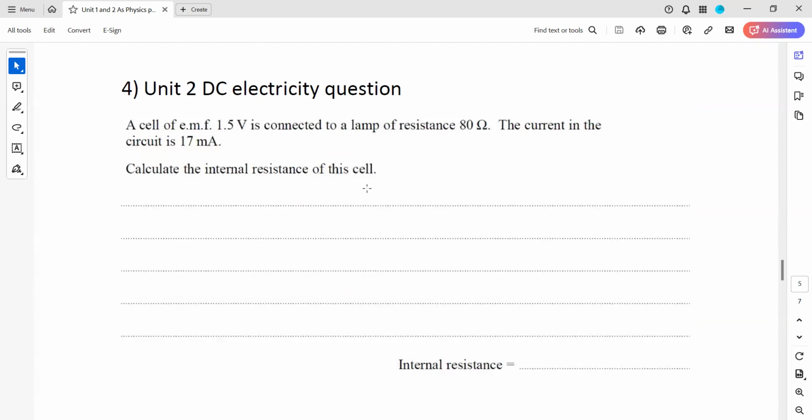Which question is related to DC electricity? A cell with an EMF of 1.5. So we have a cell with an internal resistance. So the EMF, the maximum potential, is 1.5.